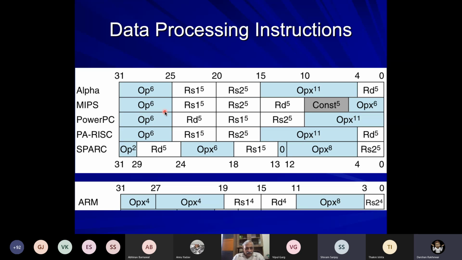So let's look at MIPS, which I mentioned in detail. There is a 6-bit opcode, 3 register fields, 5 bits not utilized, and 6 bits which are an extension of the opcode. The superscripts here refer to the size of the field. All register fields are 5 bits, as you can see.